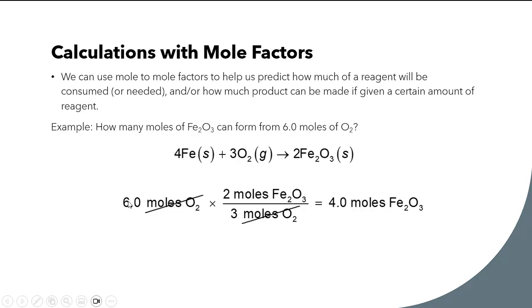And so now all we have to do is plug and chug. So 6 times 2 divided by 3 gives us 4. So if we are given 6 moles of oxygen and we assume iron is in excess, we can theoretically make 4 moles of our product, 4 moles of iron oxide.